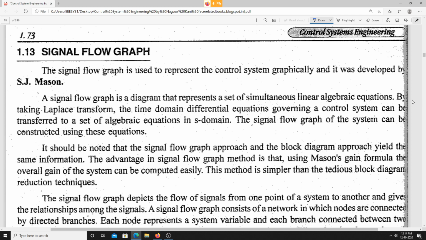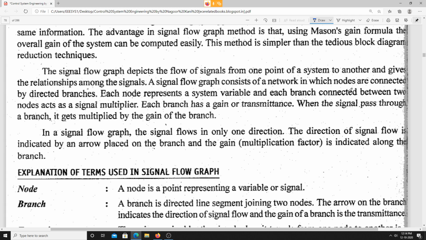Is it clear? Now here also, for doing the analysis by using signal flow graphs, we are supposed to know some terms. First of all, we have to understand these terms, and here also we have certain rules to discuss, then we can easily solve the problems.